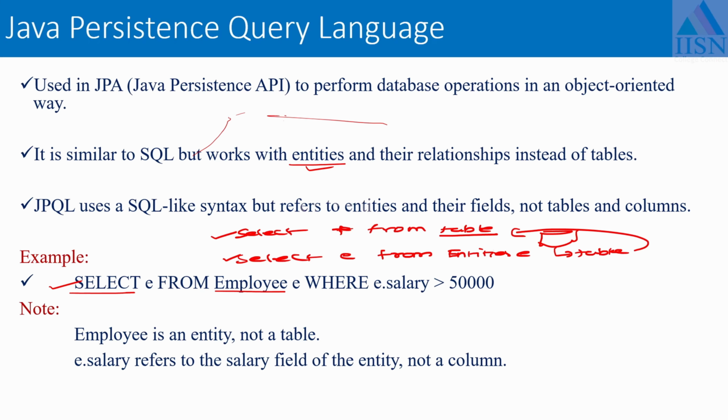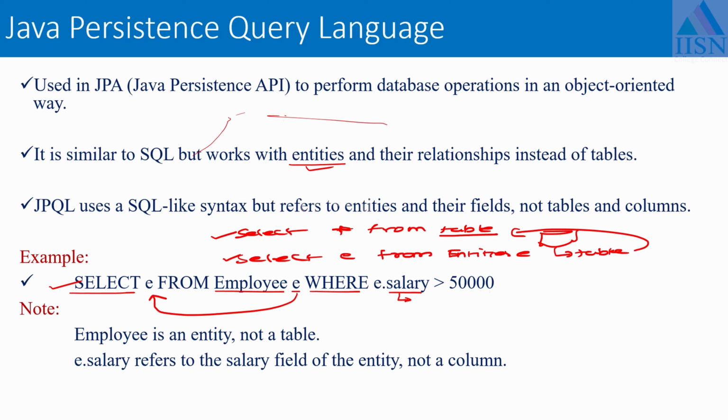Employee is nothing but the entity. We give the alias name E. Here we need to check the condition, the employee salary which is above 50,000. So we write the where condition and mention the alias name, and in that entity we have salary as a field, that is a variable name. So we give it and then write the condition.